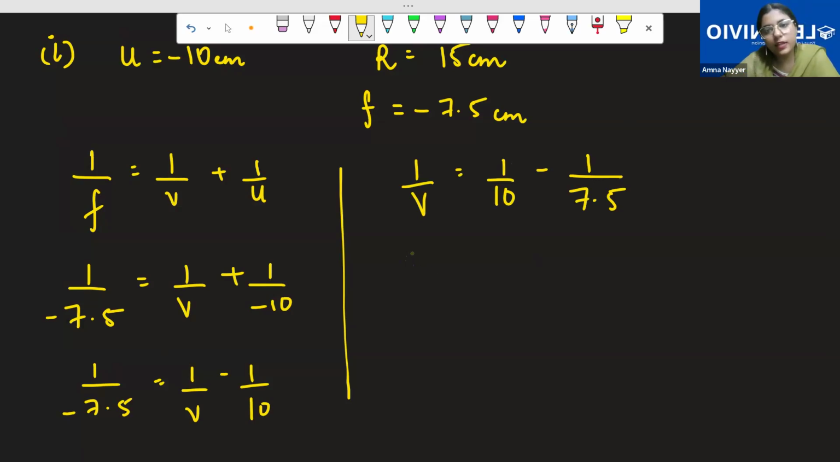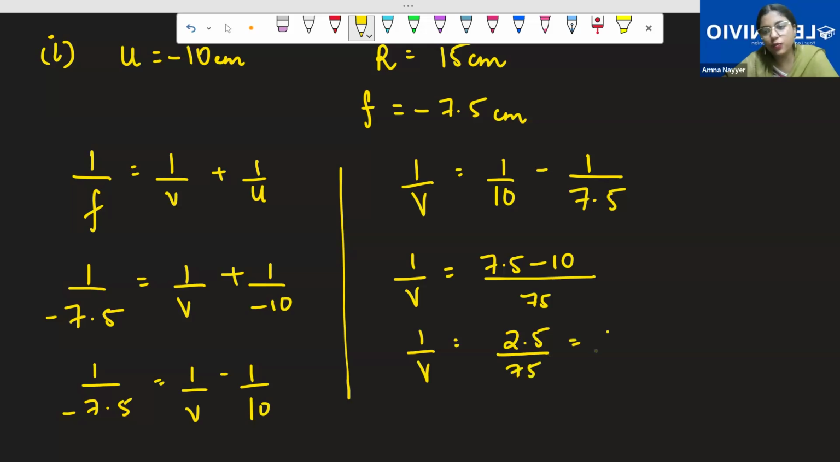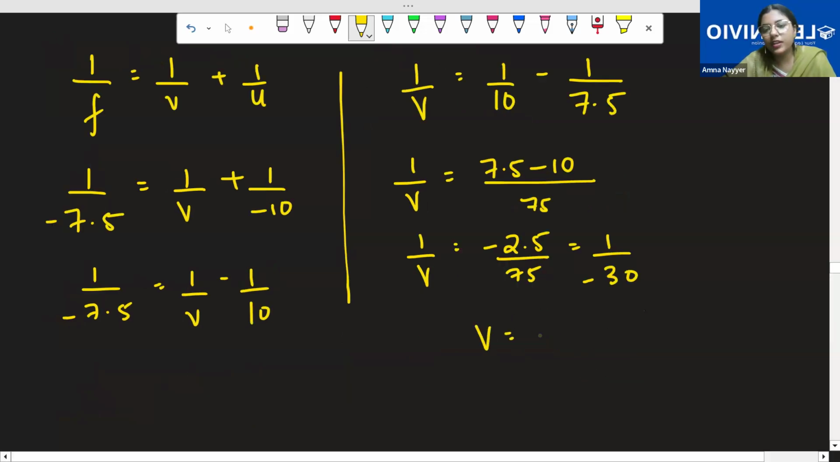So this will be 1 by v is equal to 7.5 minus 10 by 75. 7.5 minus 10 is 2.5. So 2.5 by 75, which is 1 by 30. Sorry, minus 2.5, so minus 1 by 30. So v will be minus 30 centimeter.